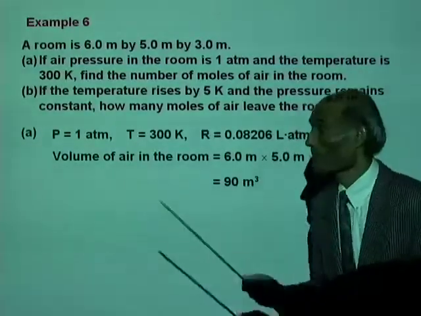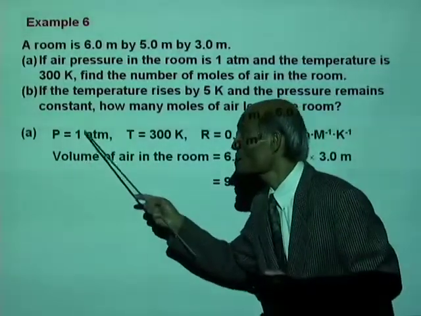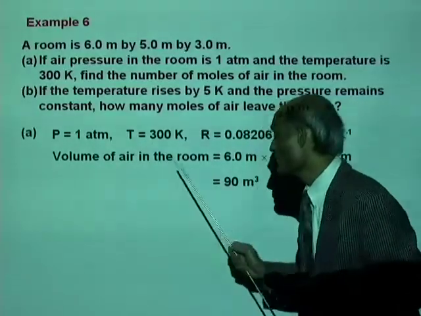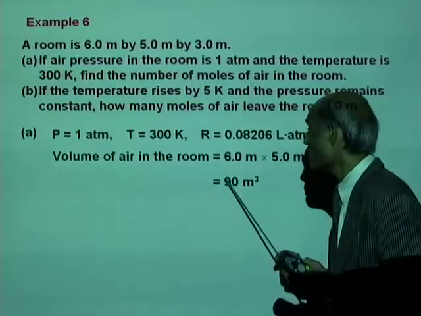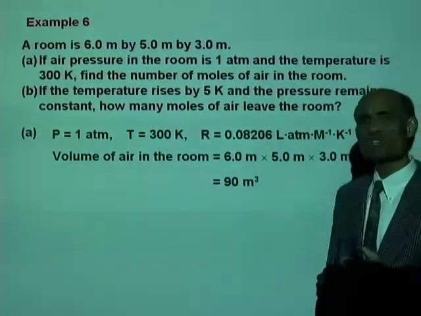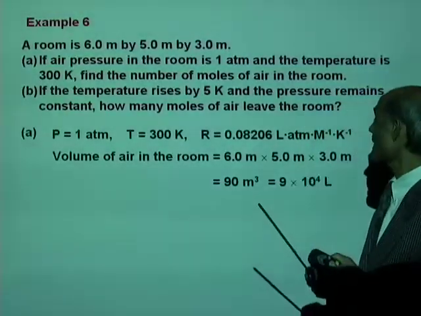There's a problem here. If you want to use pressure in atmospheres, then the volume must be in liters. If the volume is 90 meter cubed, how many liters are there?